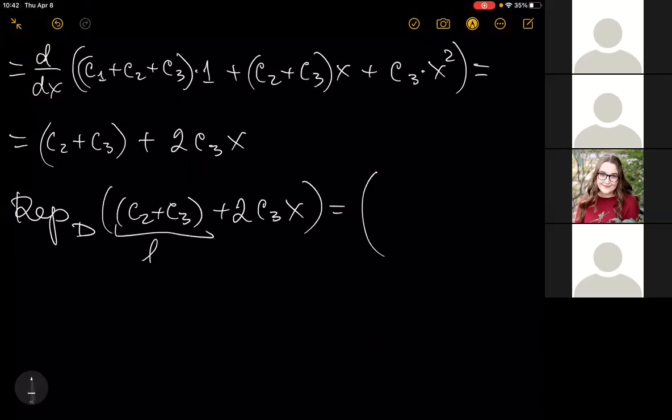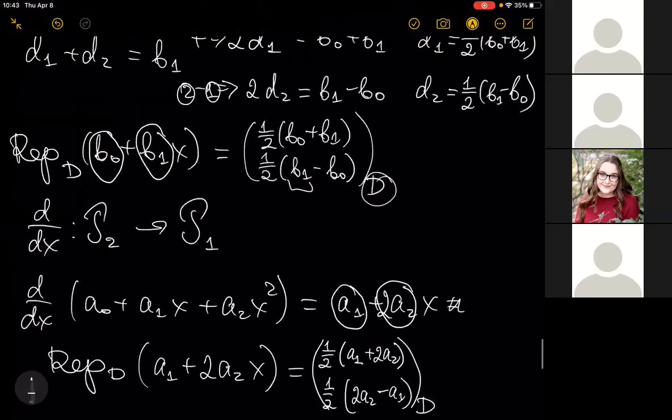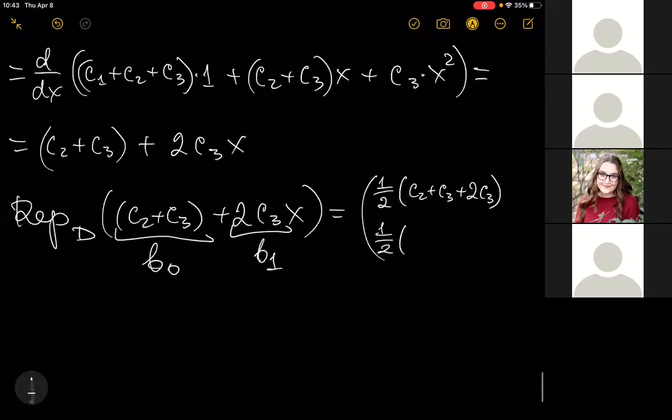So what is the representation with respect to the basis D of C2 plus C3 plus 2C3x? This is our B naught, right? And this is our B1, right? Yeah, 1/2 times the quantity C2 plus C3 plus 2C3, and then 1/2 times the quantity C2 plus C3 minus 2C3. Oh, sorry, I forgot what the representation was. It's okay. So minus C2 minus C3, right?